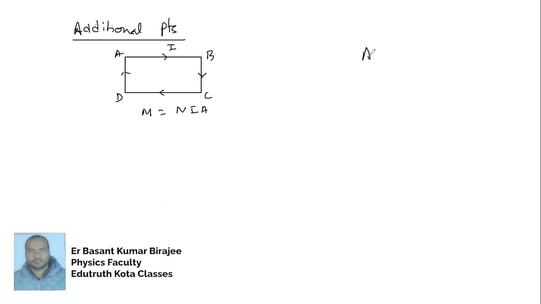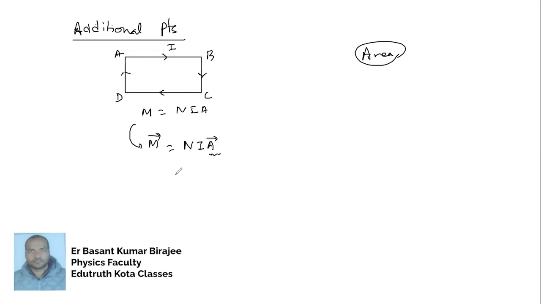Area is also taken as a vector quantity. When you write this in vector form, we can write it as N, the number of turns, just a value, and current is a scalar quantity here. We can take area as the vector. Then how do we calculate the area vector?